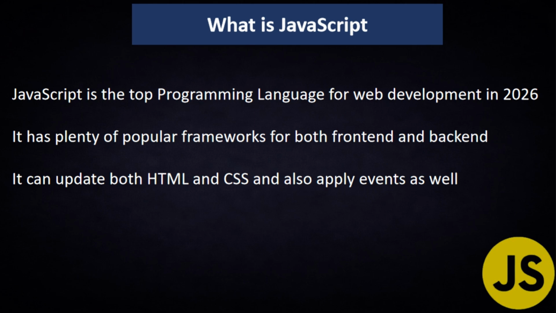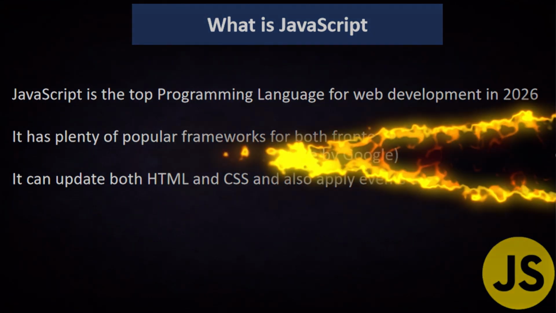What is JavaScript? JavaScript is the top programming language for web development in 2026. It has plenty of popular frameworks for both front-end and back-end. It can update both HTML and CSS and also apply events as well.